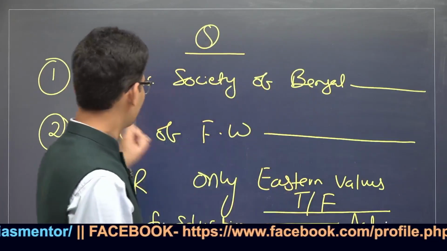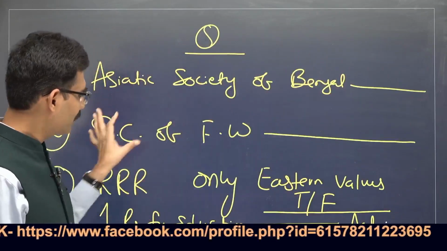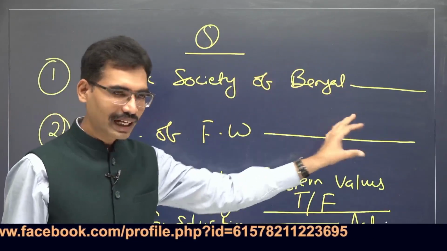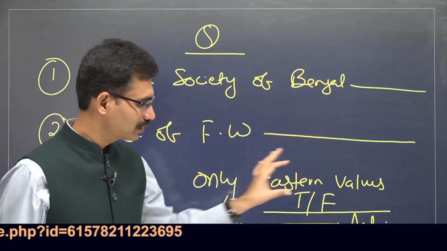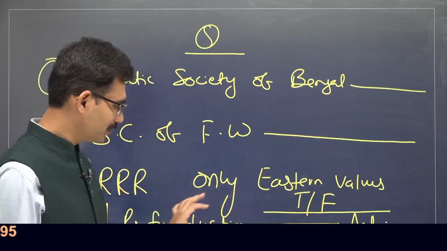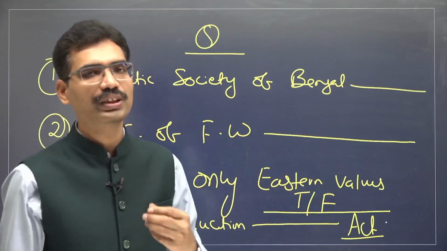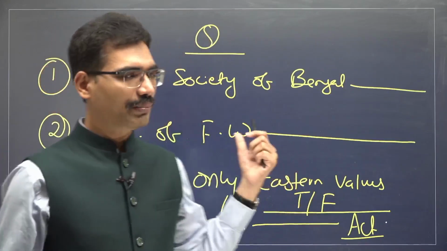Answer these questions. Asiatic Society of Bengal was founded by whom? Supreme Court of Fort William was created by which act? Was Raja Ram Rai only appreciating Eastern values and completely criticizing Western values, true or false? And 1 lakh rupees for education was allocated through which act in principle? All right, answer these questions in the comment box.